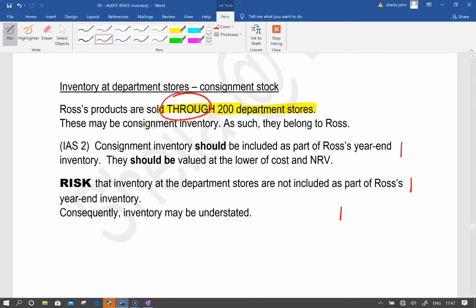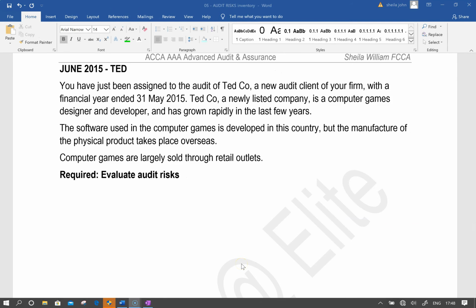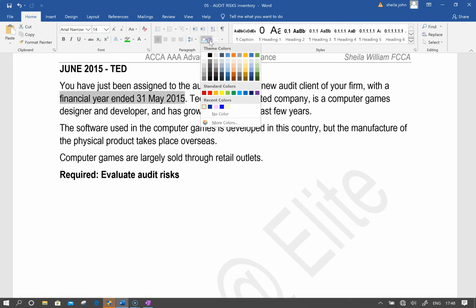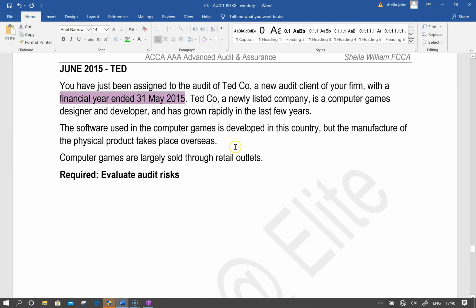Let's try another question. Ted, June 2015. It says you've just been assigned to the audit of Ted, a new audit client of your firm, with a financial year end of 31 May. Now, if we're looking at audit risk as a whole, definitely the new audit client would be picked up. But remember, we're only focused on inventory for this video. Ted is a newly listed company. We would normally pick that up as well. But again, this is only on inventory.